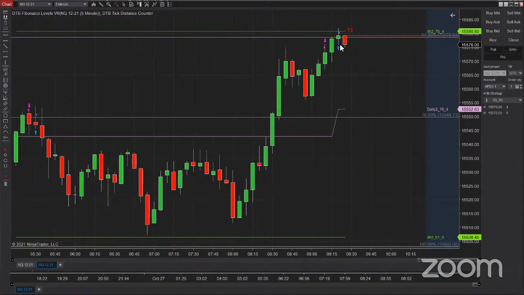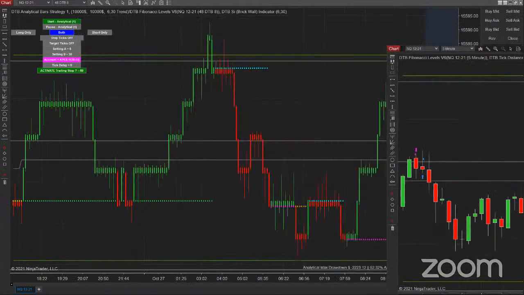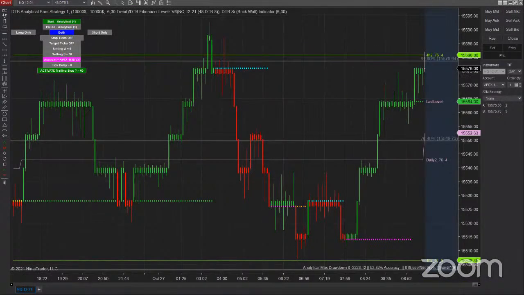So this one definitely failed at that 76.4. You can see it just went up, closed below, and the next candle is coming down. Little scalping positions like that can be taken.